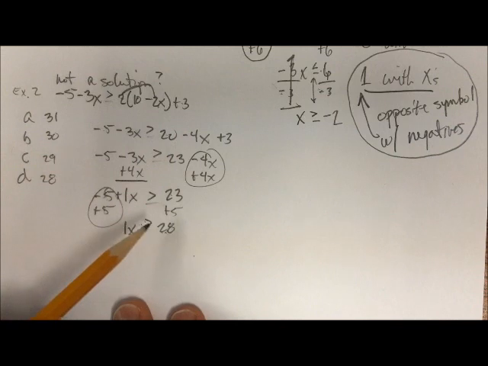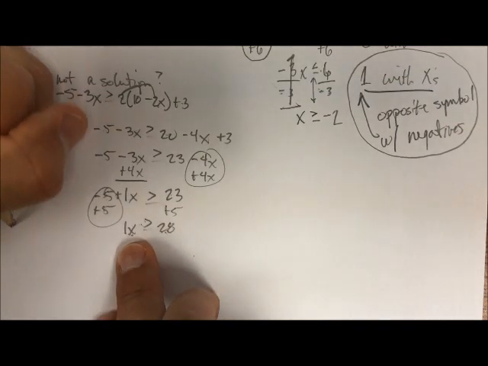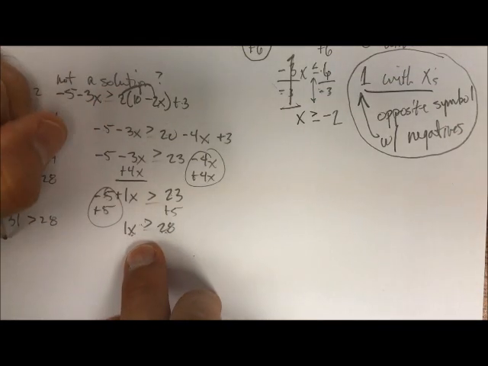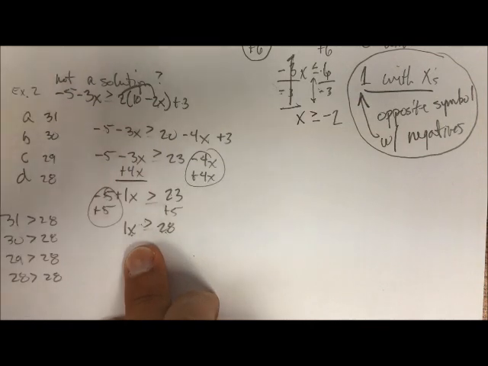Well, look at all these answer choices here. We need to figure out which one is not true, and the way we're going to do that is we're just going to test each one. So if I write 31 is greater than 28, 30 is greater than 28, 29 is greater than 28, and then finally 28 is greater than 28.